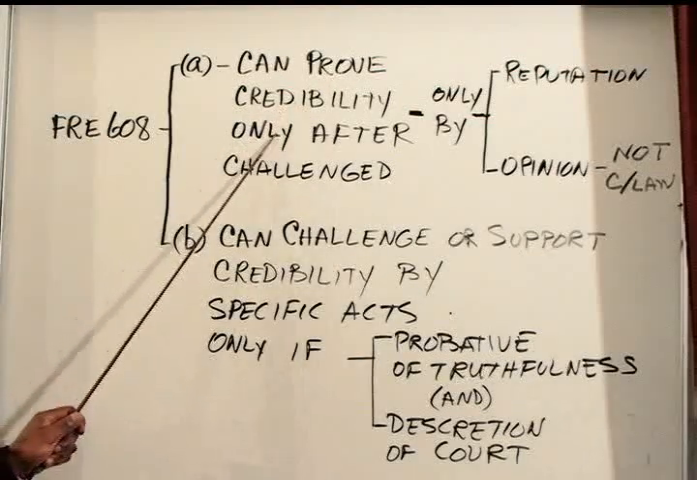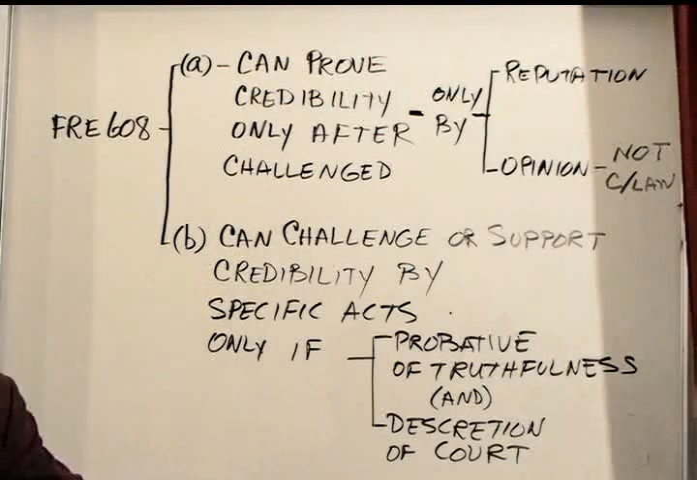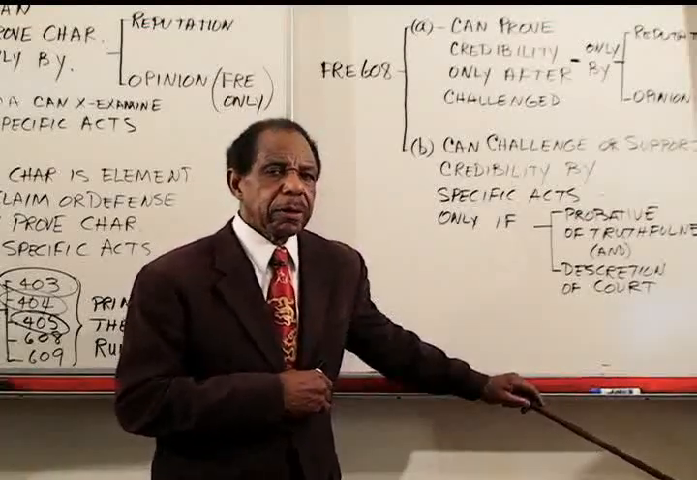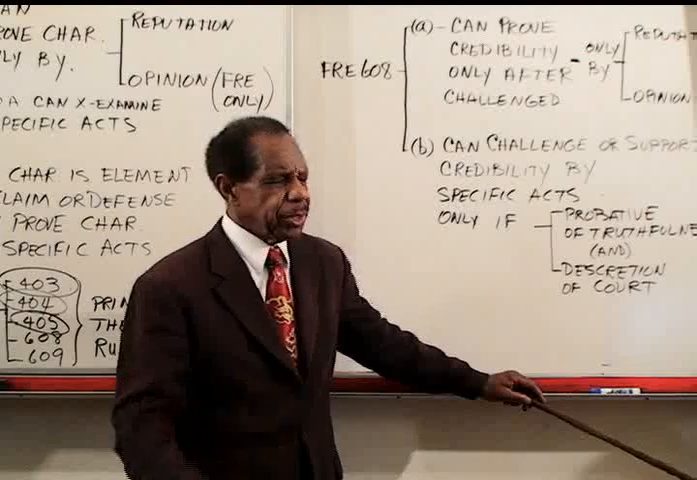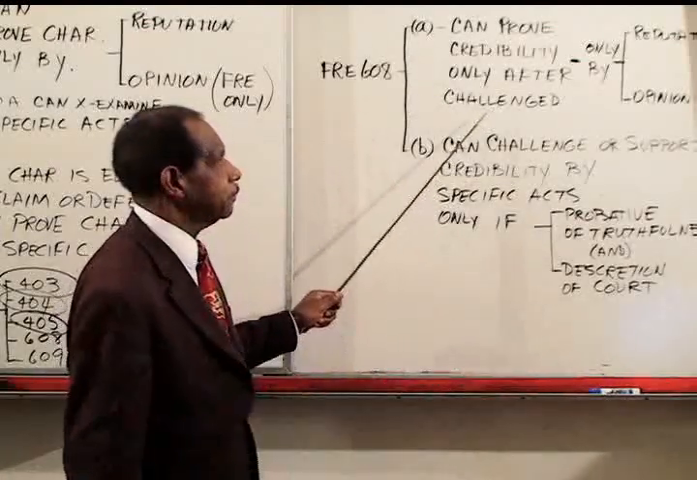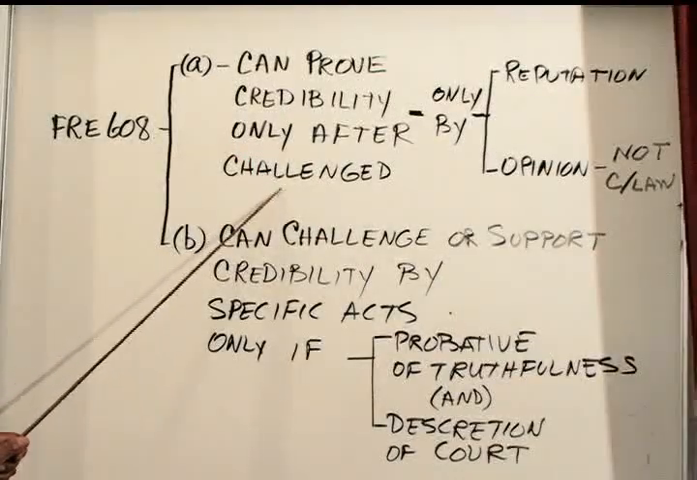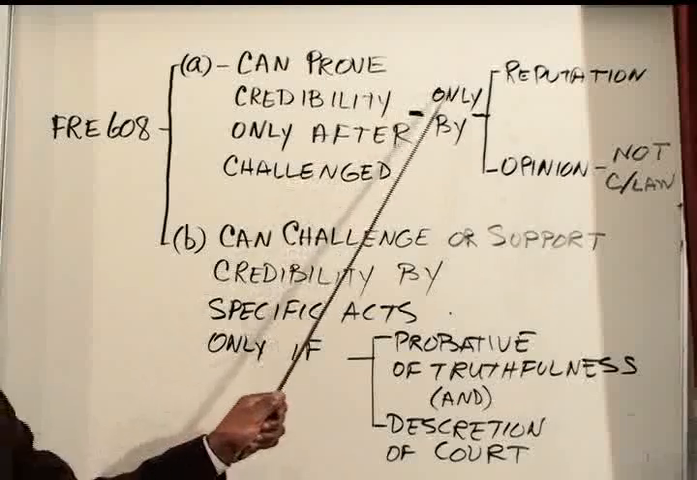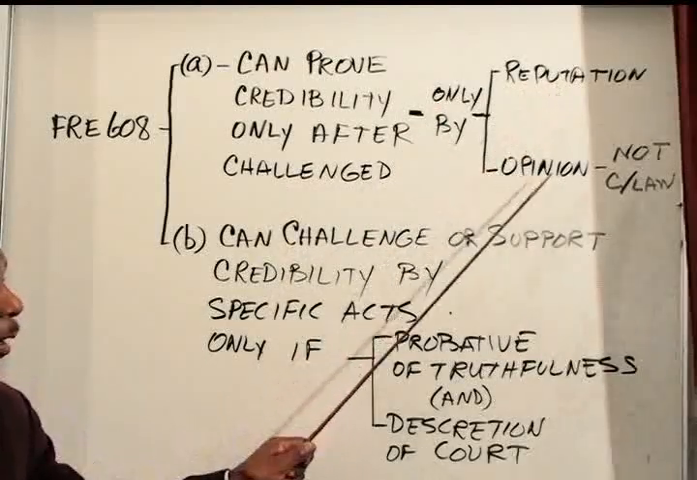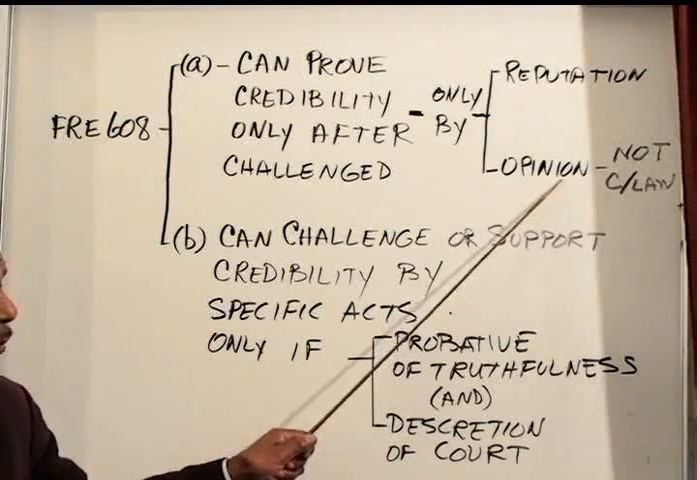608A says you can prove my credibility, you can offer evidence of my honesty, only after it's been challenged. If the other side doesn't say Emerson's dishonest, you do not get to put on evidence about what an honest person I am. Only if they've attacked my credibility do you get a chance to rehabilitate me. When you put on evidence of my credibility, you can only use my reputation for truthfulness or opinion under the federal rules, but not at common law, as I mentioned before.